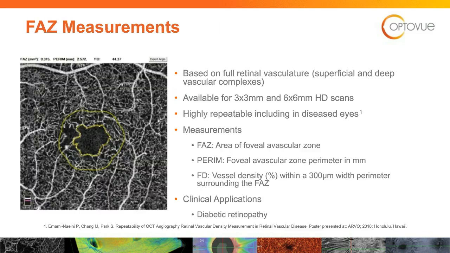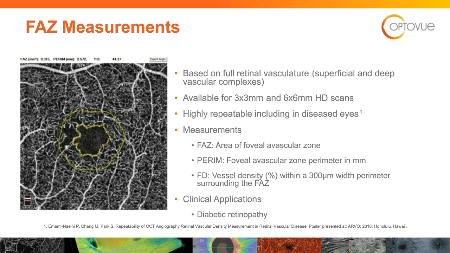Here's what I wanted to spend a minute or two on, the FAZ measurements. Again, I've got 4 different studies that I just looked up real quickly showing how prevalent and important this is in early diabetic retinopathy before you can see changes on the retina. What do we look at? Remember, this is available in your 3mm and 6mm scans. Usually I'm doing 6mm scans. Highly repeatable. There's 3 measurements that I look at.